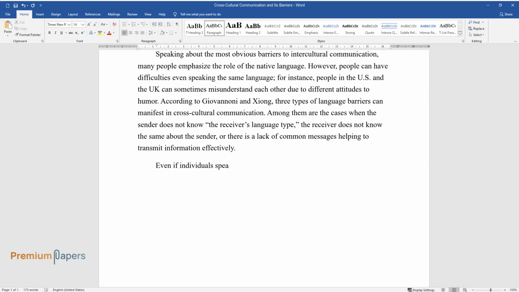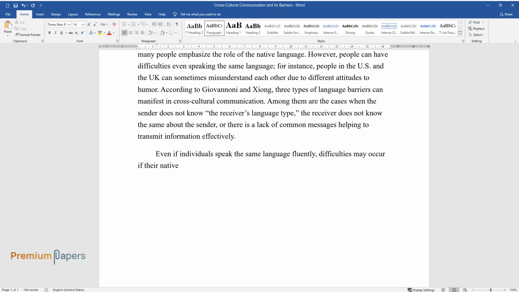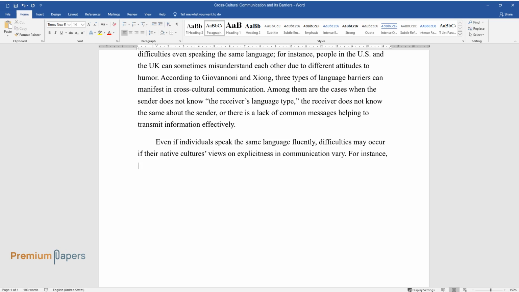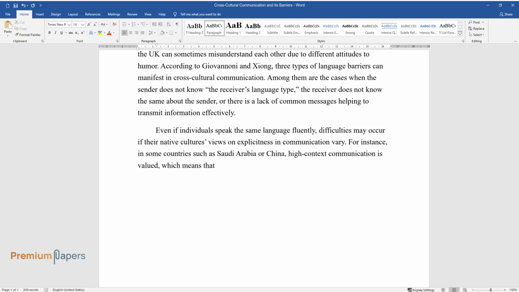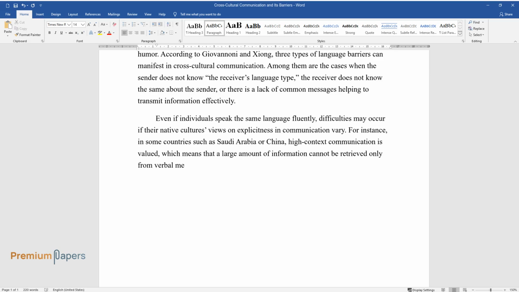Even if individuals speak the same language fluently, difficulties may occur if their native culture's views on explicitness in communication vary. For instance, in some countries such as Saudi Arabia or China, high-context communication is valued, which means that a large amount of information cannot be retrieved only from verbal messages, and looking beyond the words is required.